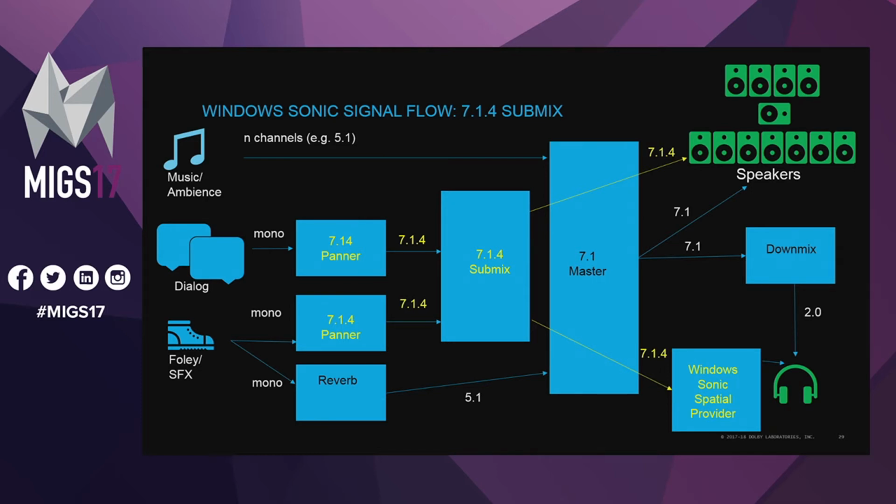So here we're adding a 7.1.4 submix, and we're leaving the 7.1 master in place. And we'll use a traditional WASAPI endpoint for music itself. So it'll be delivered in the usual 5.1 that it was expected to be delivered there. But then I'll use sound effects and dialogue, and I'll send those through a 7.1.4 panner.